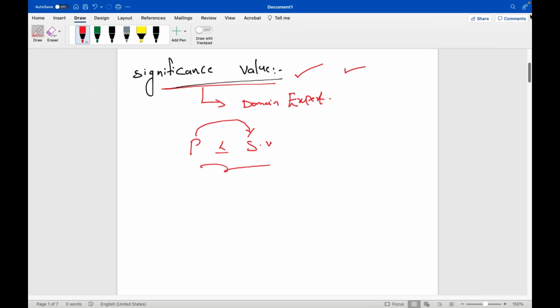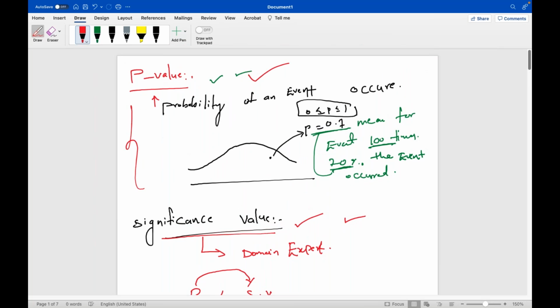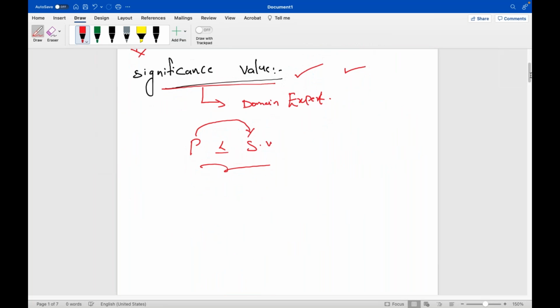Then, as a statistician, data analyst or data scientist, you calculate the p value. After that, you compare this p value with your significance value. Is my point clear? I hope you understood what exactly the significance value is. Is it clear?